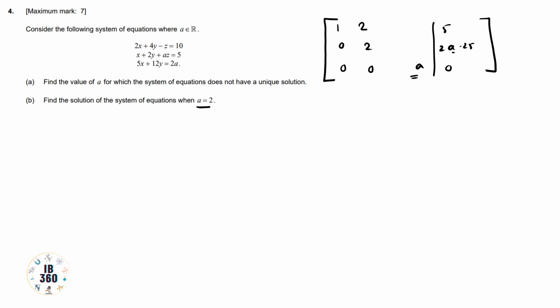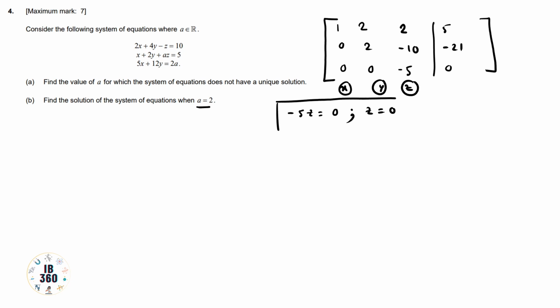So after putting A equals to 2, the values will be 2, minus 10, minus 5, and minus 21. So the values are given here, and the variables are X, Y and Z for these columns. Now from here it is very easy to calculate, like I have already mentioned. So minus 5Z, here X into 0, Y into 0, so minus 5 into Z is equals to 0, so Z is becoming 0. So the first value is found out.